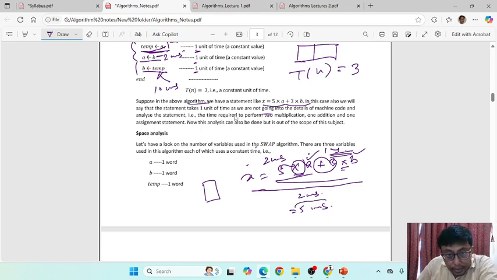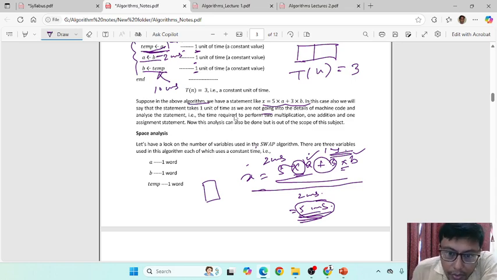If this 5 milliseconds is required by a particular machine, all the remaining 9 machines will also require 5 milliseconds, because the configurations are fixed hardware configurations. And if you change the values of a and b, it will never impact the overall or cumulative time required to execute this statement, that means the 5 milliseconds.